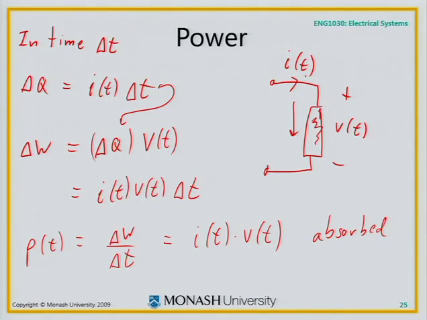Critical to this was my definition of the current flowing into the positive terminal. So here's the result. If the current is flowing into the positive terminal, then the power absorbed by the element is the product of the current and the voltage.